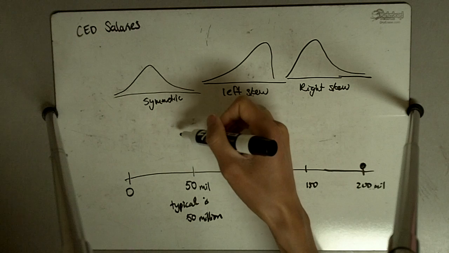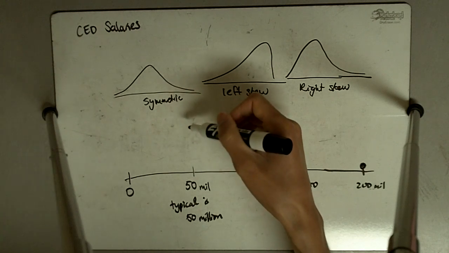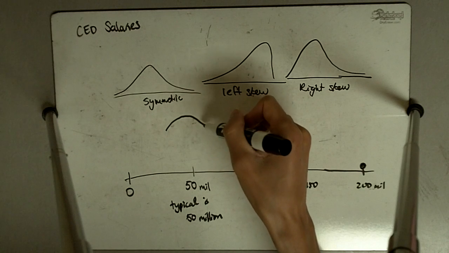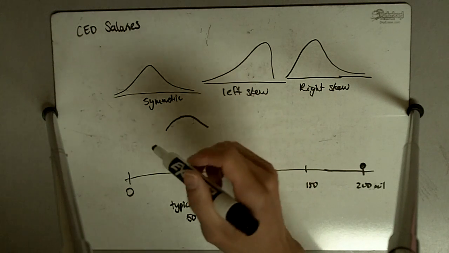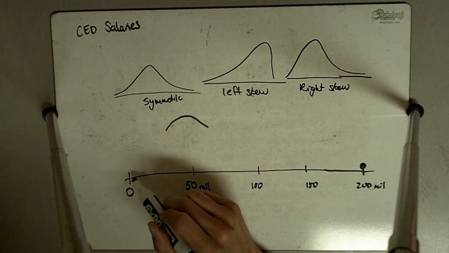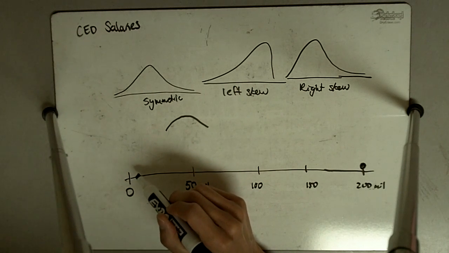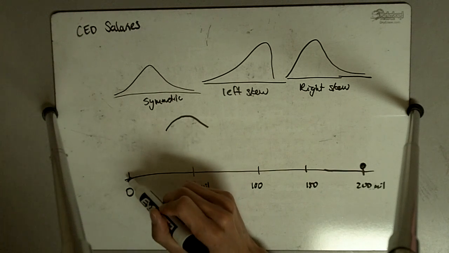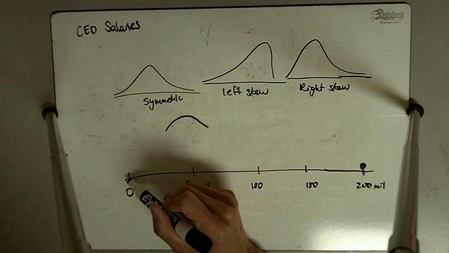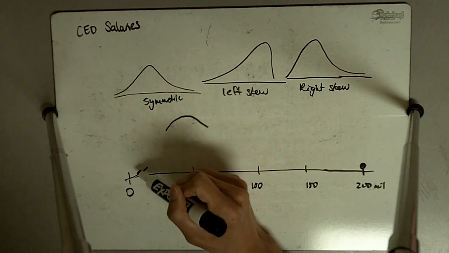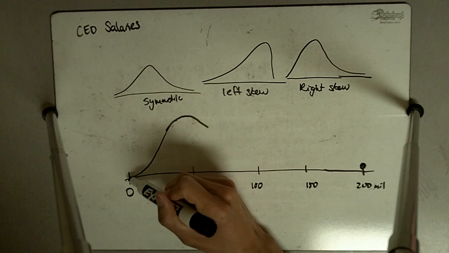So most CEOs are probably going to be somewhere close to 50 million. So we're probably going to have a peak somewhere around here, okay? Now, it's impossible for a CEO to make less than $0. Now, some CEOs, true, they don't take a salary. So maybe we'll have a couple CEOs taking 0 or very small salaries, modest amounts, okay? But probably most will have about 50 million.